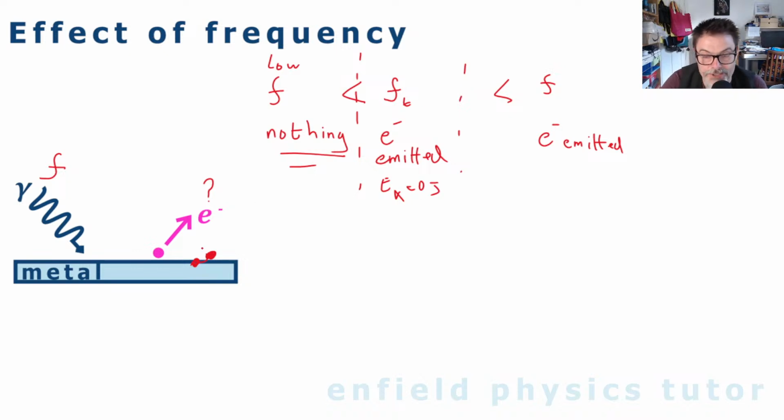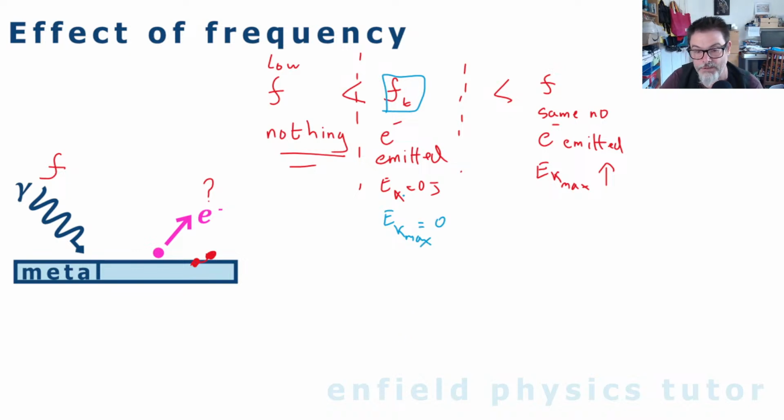As you increase the frequency, you find you get the same number of electrons emitted, but the value of EK max, the fastest electron, increases. Now in this case, where the frequency is the threshold frequency, this might seem a bit strange to write, but EK max is actually equal to 0. It has no kinetic energy because there is no kinetic energy. As you increase the frequency, the kinetic energy goes up.